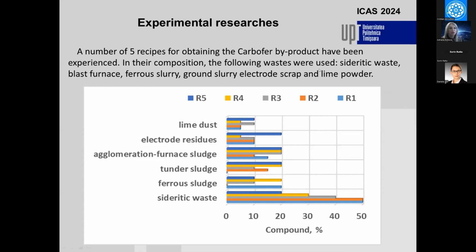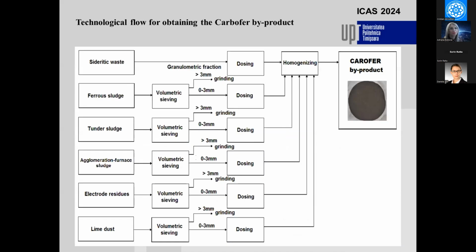Five recipes for obtaining the carbofer byproduct have been tested. In their composition, the following materials were used by weight: sideritic waste, ballast furnace, ferroslurry, ground slurry, electro scrap, and lime powder. The chemical composition is presented here.